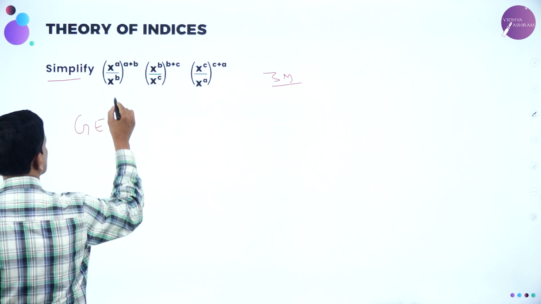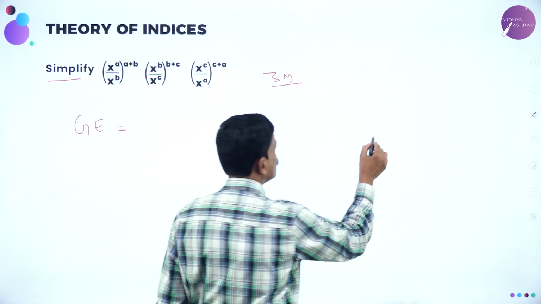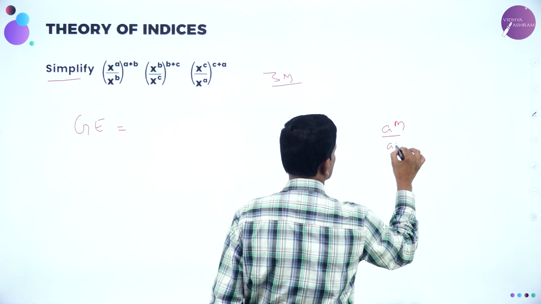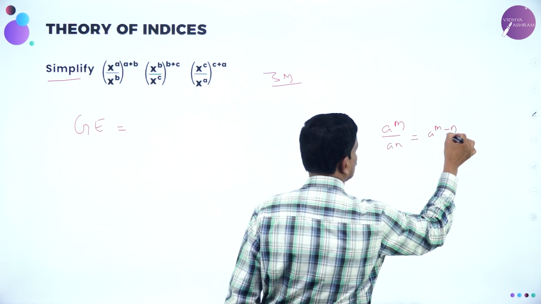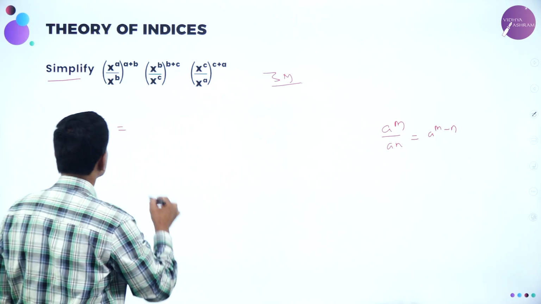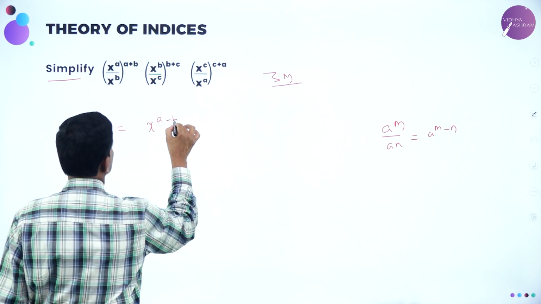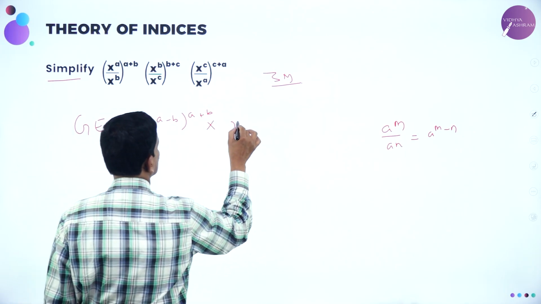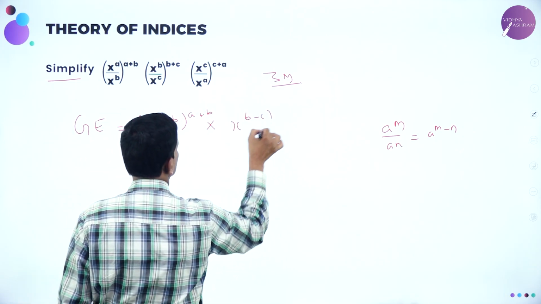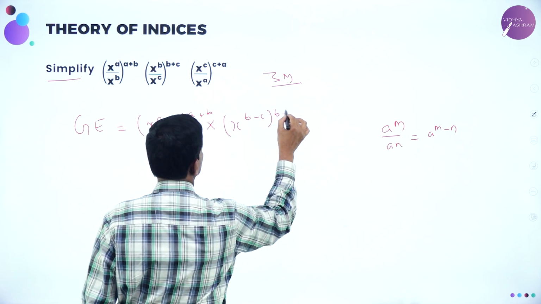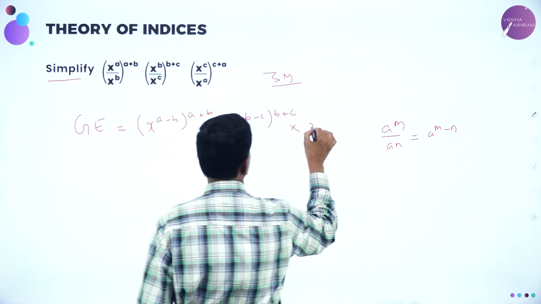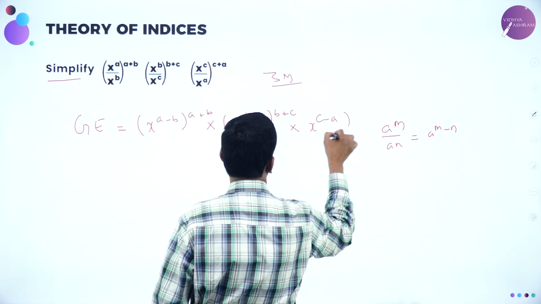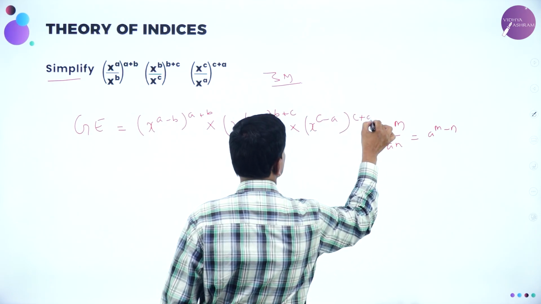Given equation, using this formula first: a raised to m by a raised to n is a to the power of m minus n. This can be written as x to the power of a minus b whole raised to a plus b as it is, into x to the power of b minus c whole to the power of b plus c, into x to the power of c minus a whole to the power of c plus a.